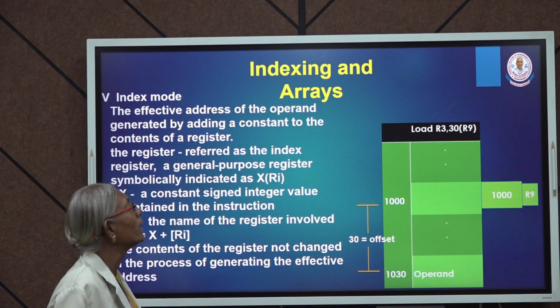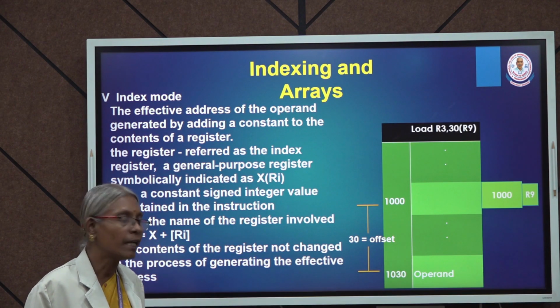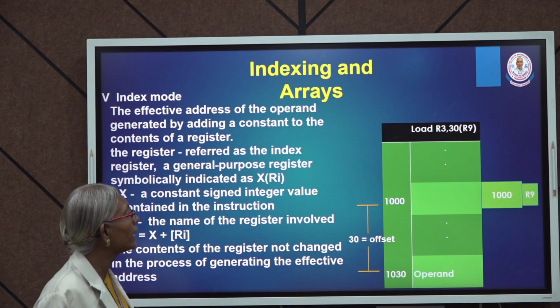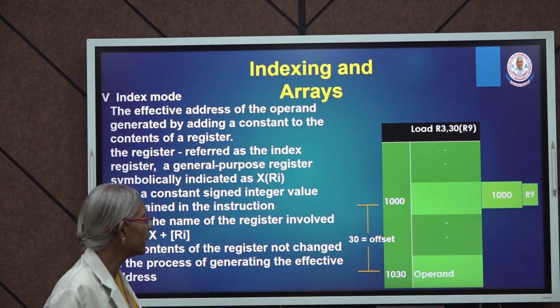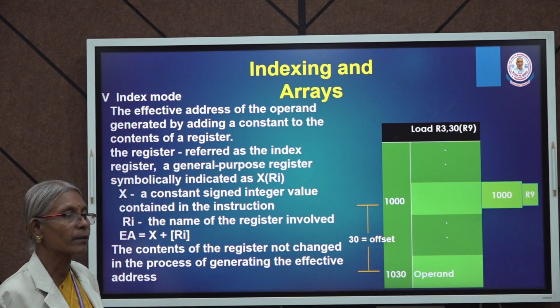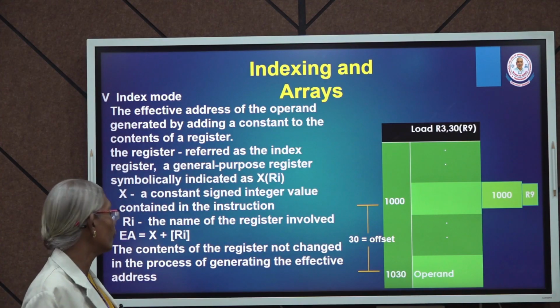So here load R3, 30(R9). In R9 I have the value 1000. The offset, that is 30, is added with 1000, and in the location 1030 I have the operand. So here we can say the index mode is used.